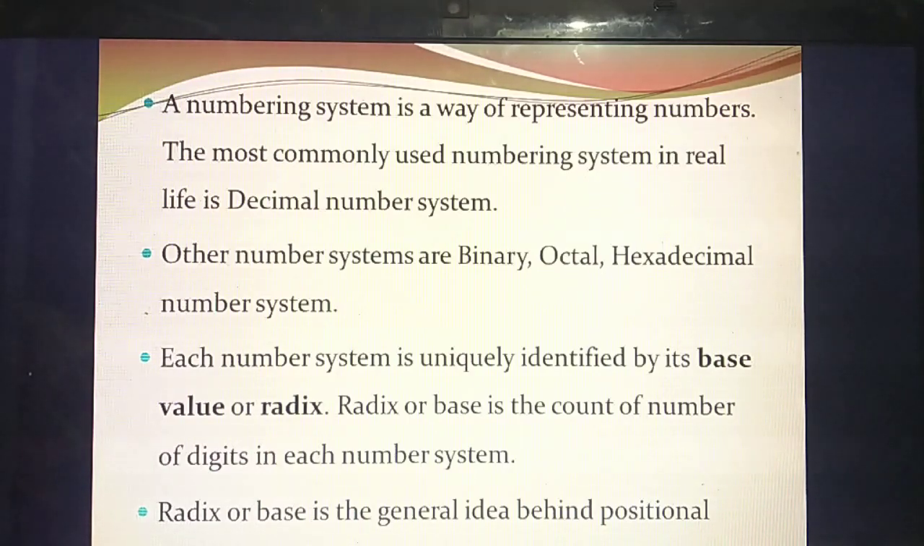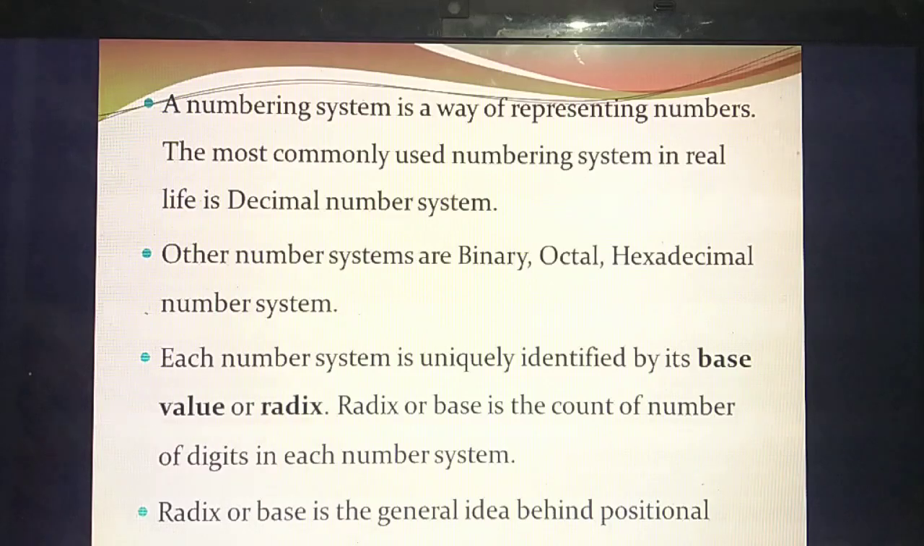Apart from this, there are three number systems. What are they? Binary, octal as well as hexadecimal. Each number system has a separate base value. The other name for base value is radix. So, what do we mean by this base value?